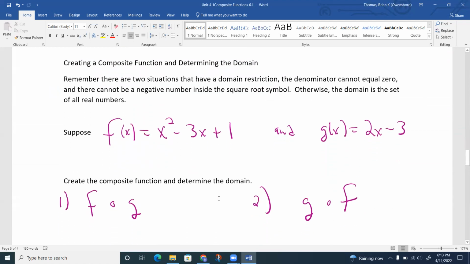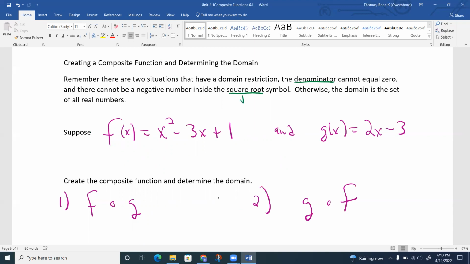So something else we're going to be doing is we're going to be creating a composite function and determining the domain. So yeah, we're going to be working with domain and range a little bit again in the upcoming sections. This again is talk about domains. Remember, there are two situations that have domain restrictions. So remember, one of them is the denominator cannot equal 0. And there cannot be a negative number inside the square root symbol.